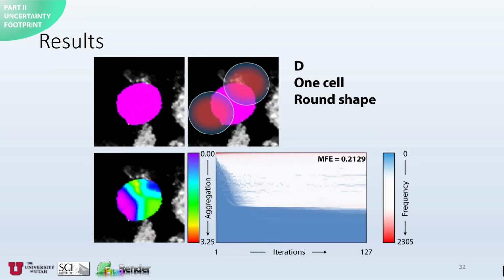Lastly, example D shows the segmentation of a round-shaped cell. We attempted to segment it into two parts. The 2D histogram shows that the algorithm really had a hard time segmenting it, as non-uniform patterns can be observed from the beginning to the end.